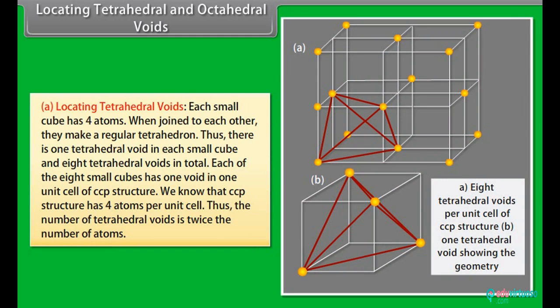Locating tetrahedral and octahedral voids. Locating tetrahedral voids. Each small cube has 4 atoms. When joined to each other, they make a regular tetrahedron. Thus, there is 1 tetrahedral void in each small cube and 8 tetrahedral voids in total. Each of the 8 small cubes has 1 void in 1 unit cell of CCP structure. We know that CCP structure has 4 atoms per unit cell. Thus, the number of tetrahedral voids is twice the number of atoms.